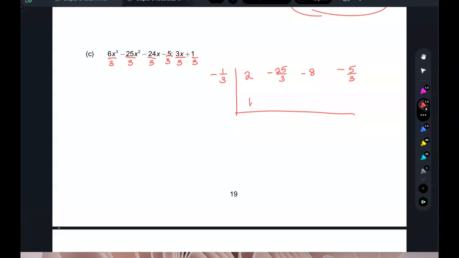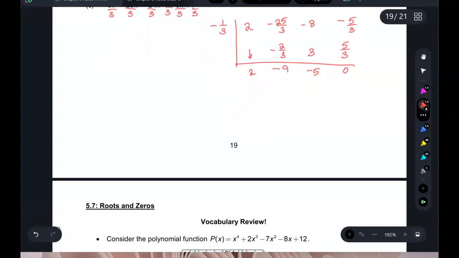So I'm going to bring the 2 down. 2 times negative 1/3 is negative 2/3. 27 over 3 is 9. Negative 9, don't forget the sign. Okay, 1/3 and 9 multiply together to give us 3. That works out nicely. So that gives us 5 over 3, and 5 over 3 gives 0.